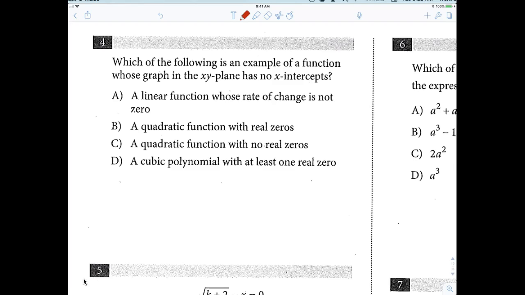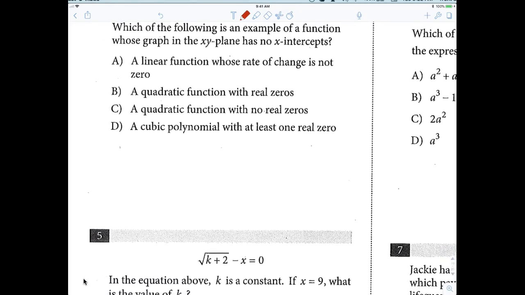So let's look at number 4. It says, a linear function whose rate of change is not 0. So look right here, guys. This line has a slope of what? 0. So if it doesn't have a slope of 0, it would have to look something like this. Do you agree? Was that going to cross? Yes. So boom, A is out. A quadratic function with real zeros. That means if it has a real 0, it's going to cross the x-axis. So that is not it. A quadratic with no real zeros means it doesn't cross the x-axis. So the correct answer is C.